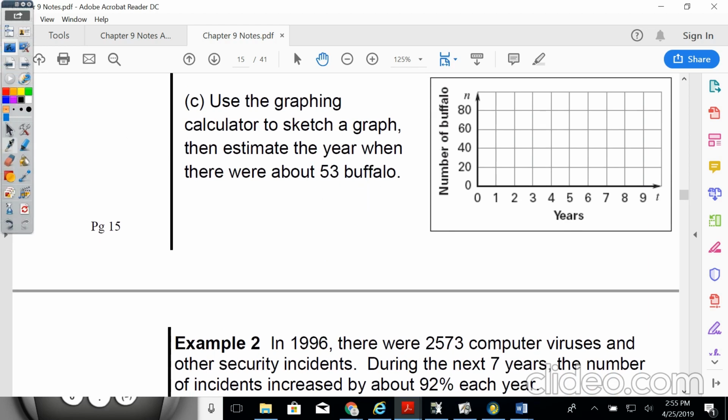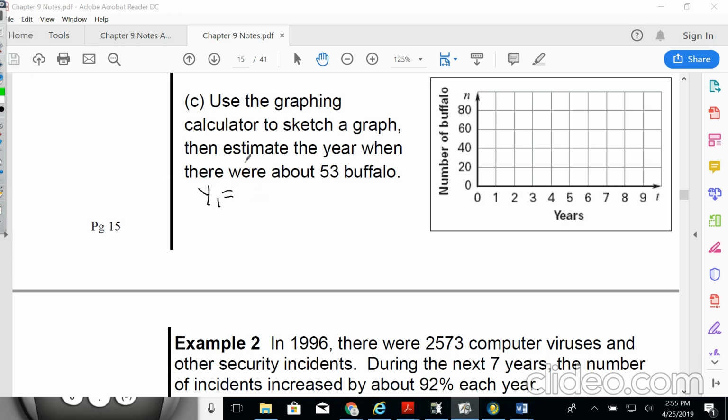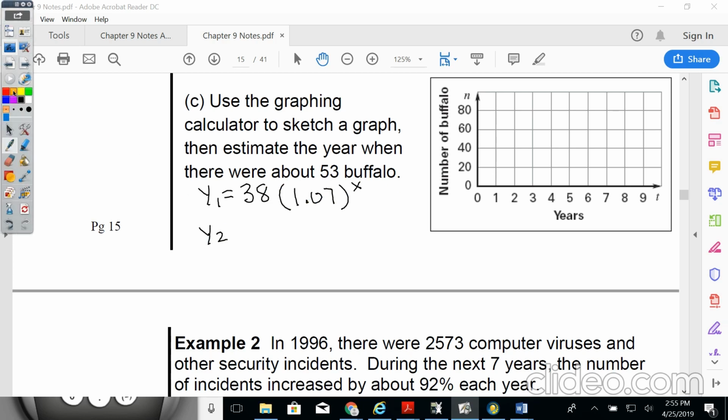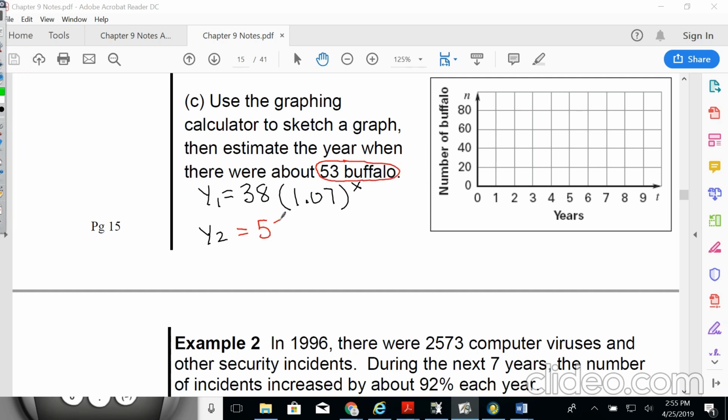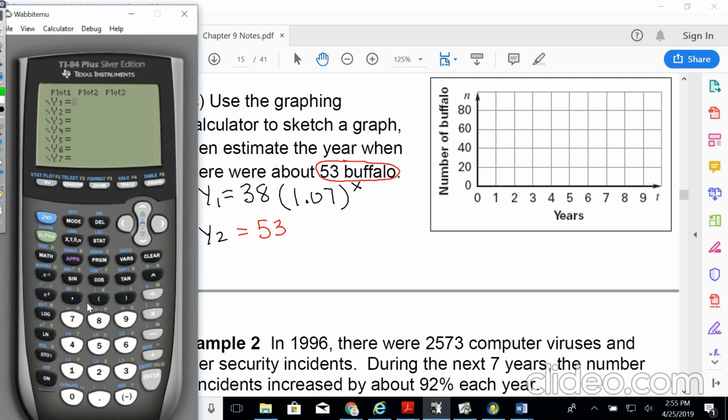So what we're going to do here is we're going to take our equation and plug it into y1. So our equation was 38 times 1.07 to the x. And in y2, we want to plug in the number that it wants. So here we plug in 53. So going to the calculator, and the y equals, we're going to do 38 times 1.07 to the x power. And then here, we're going to do 53. Oops, 53.